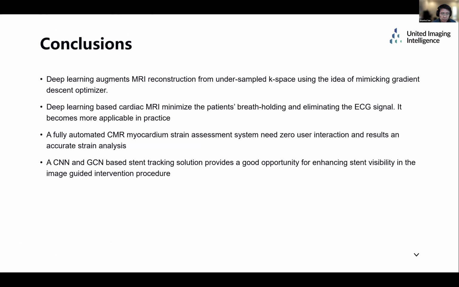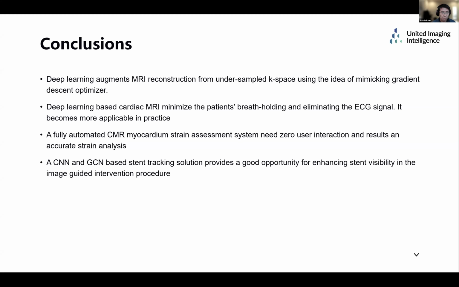Today, I already talked about these four topics. One is static MRI reconstruction, which we formulate as a recurrent neural network and a neural ODE problem. We extended this method to cardiac MRI data acquisition. Based on our method, we minimize the patient's breath holding and also remove the ECG signal, making the cine acquisition more applicable in practice.